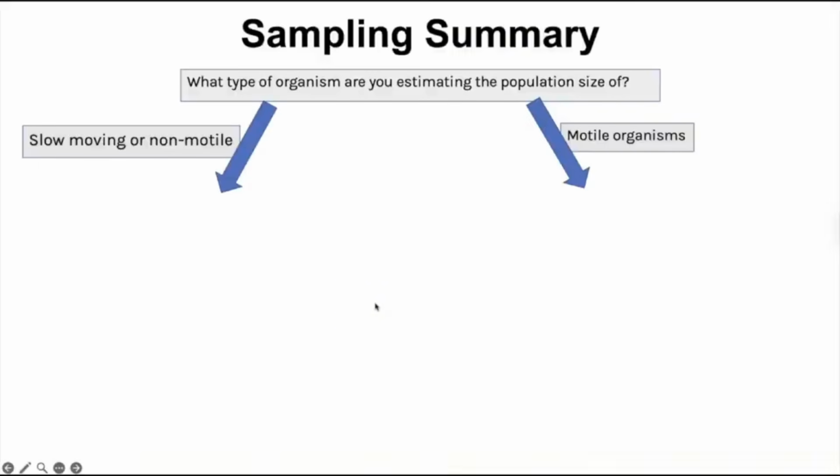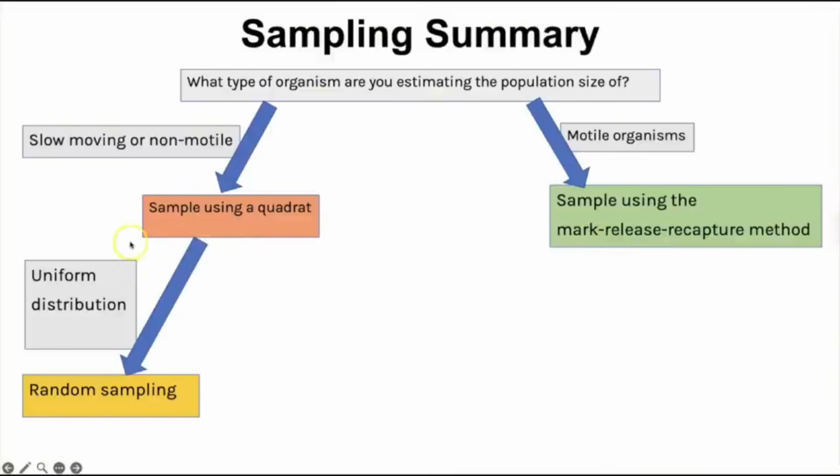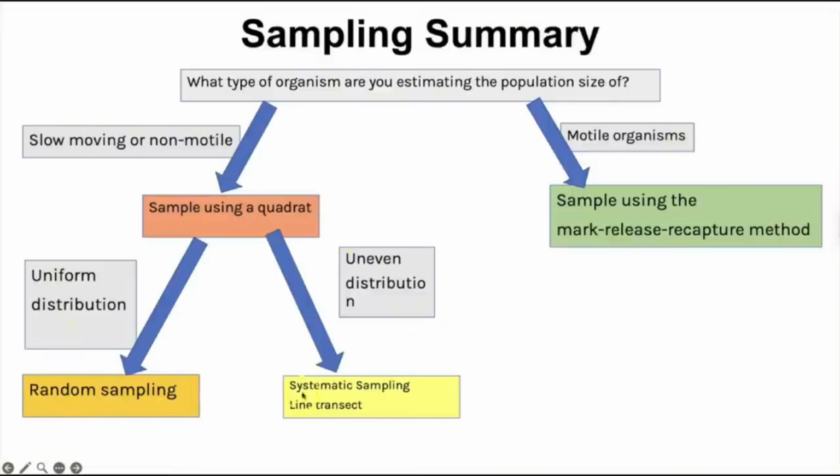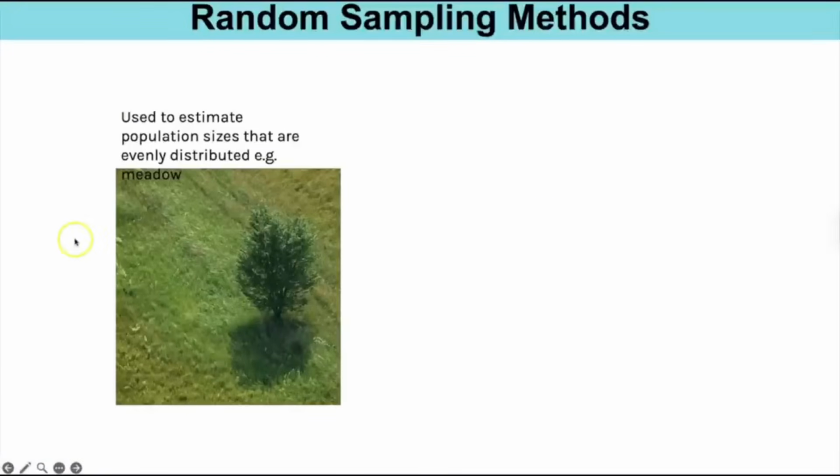Now, the different ways that you can sample then. First thing is thinking about what type of organism you're estimating the population size of. So if it's slow moving or it doesn't move, like a plant, then you'd use a quadrat. If it's a motile, meaning moving organism, like a bird, you would use mark, release, recapture. If you've got uniform distribution, you do random sampling. If it's uneven distribution, it's systematic sampling, which is your belt transect or line transect. We're going to have a look at that first, and then we'll come back to the mark, release, recapture.